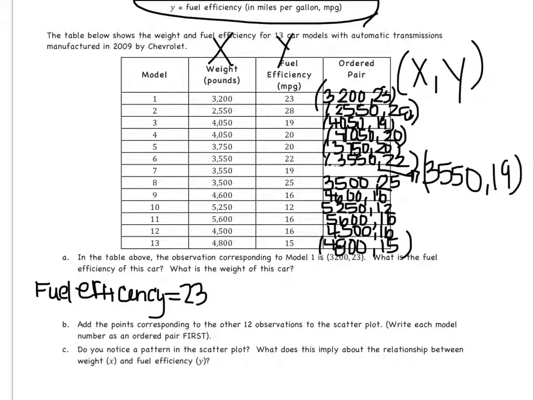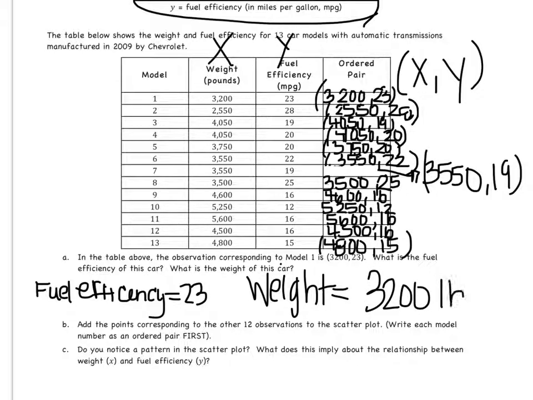Now it wants to know the weight of the car. Remember, weight of the car is your X value. So my weight is 3,200, and I'm going to put pounds at the end so I have my units. I'm going to go back to fuel efficiency and put miles per gallon.